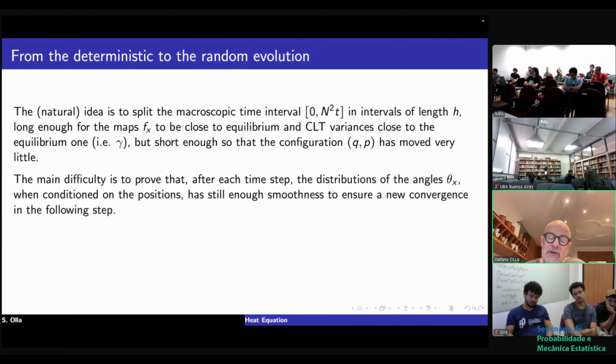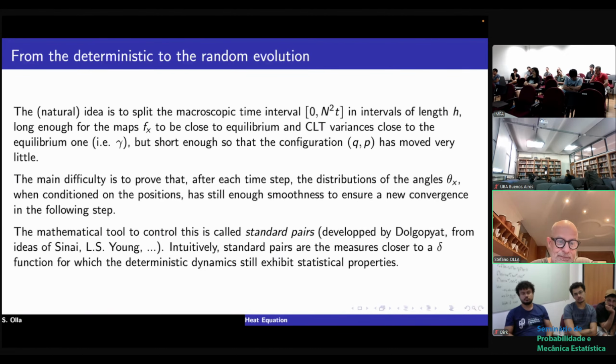Without losing anything, everything has to be uniform in the parameter n. n is going to be big. And the mathematical tool to control this is called standard pairs. I don't know if there are people in dynamical systems in the audience at IMPA. They certainly heard about that. This is basically a technique developed by Dmitry Dolgopyat, but the basic ideas go back to Sinai, Young, and so on. And Carlangelo really developed this a lot.